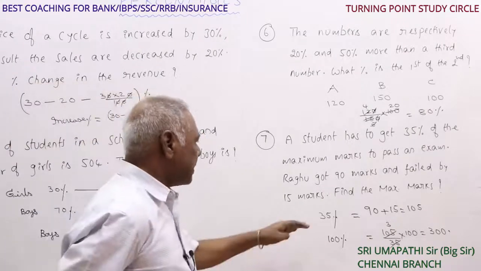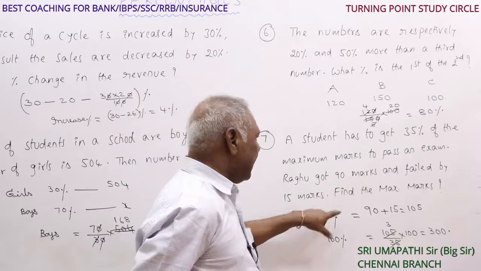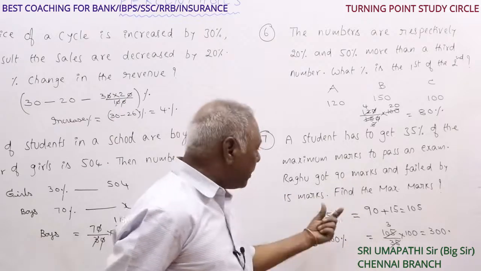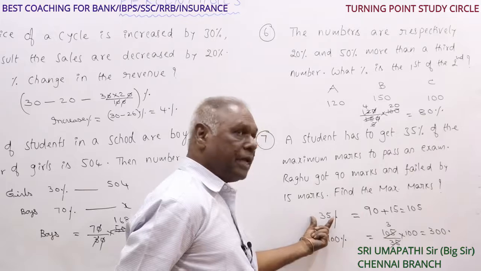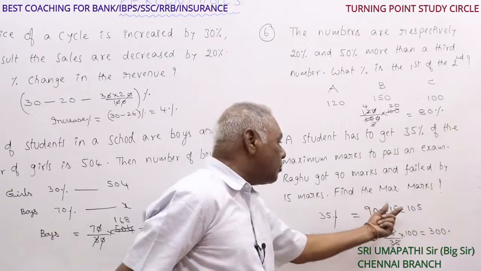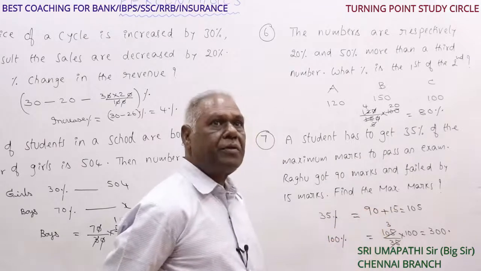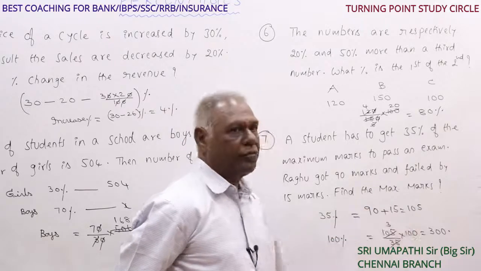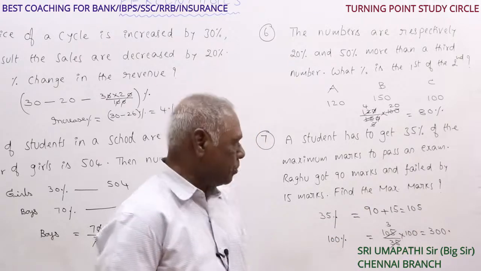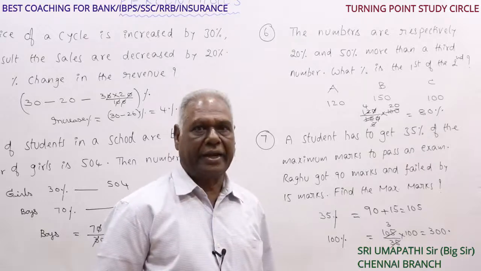So here please analyze, he got 90 and failed by 15 marks. So in order to get 35%, you should have got 15 marks more than 90. So 35% is equal to 105. So what is 100%? So maximum marks is equal to 300.